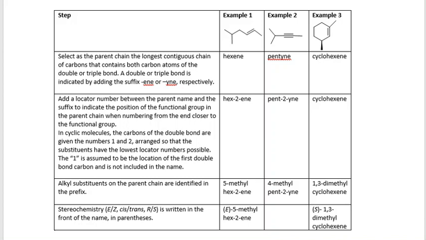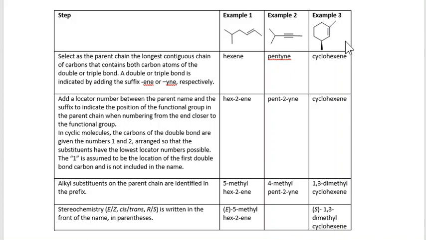Hi there. Let's go ahead and name some alkenes. And while we're at it, we'll also look at the alkynes, at least briefly here, and also we'll look at cyclic alkenes. So in this table, there are three examples: an alkene, an alkyne, and a cyclic alkene.